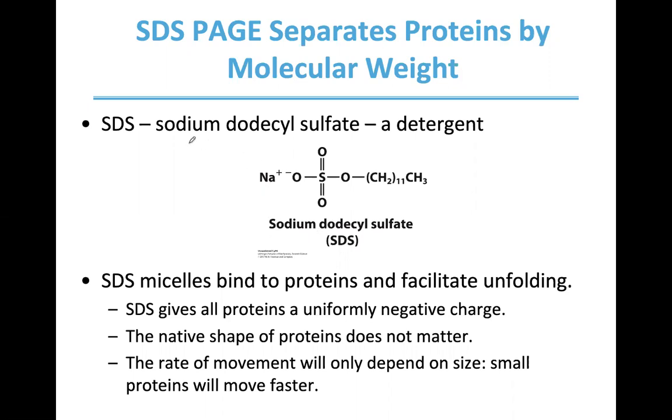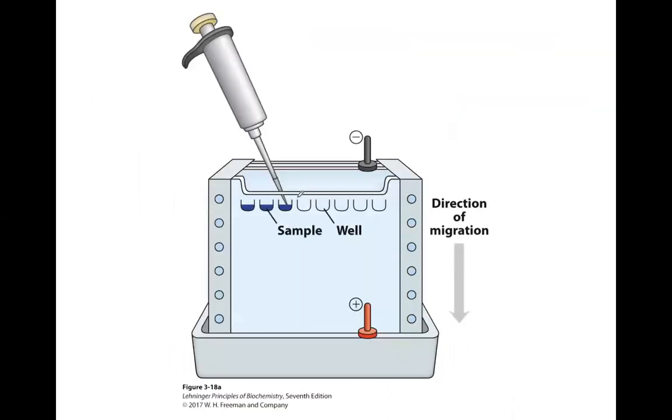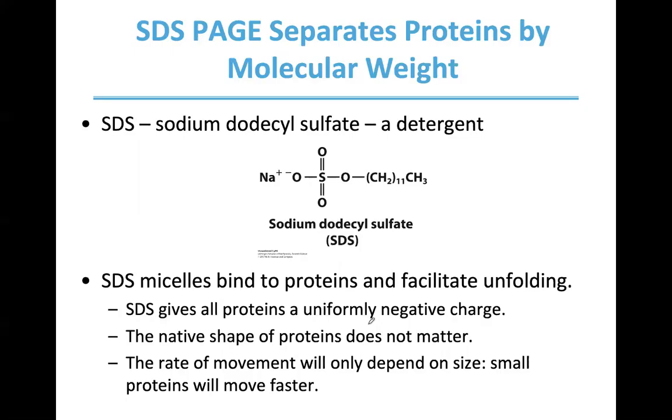And another advantage of using this SDS is that it will uniformly give all proteins a negative charge. And you can see here, the proteins will migrate towards the positively charged electrode, right? So SDS will make sure that the proteins migrate towards the positively charged end. And so this kind of electrophoresis is known as SDS-PAGE, right? Sodium dodecyl sulfate polyacrylamide gel electrophoresis, SDS-PAGE. So it's a very common technique.